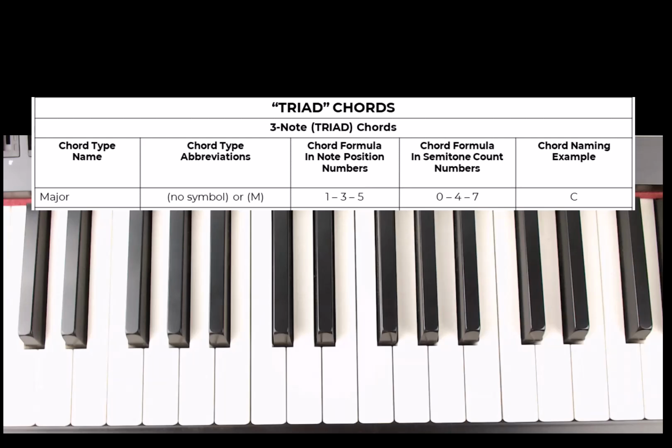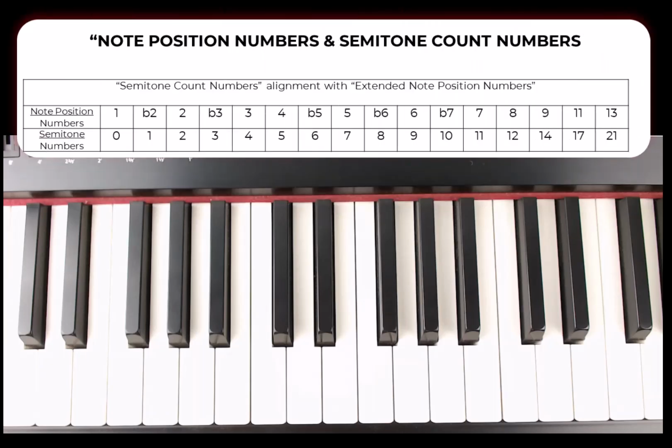So hopefully this has meaning to you, and now you may look at major chords completely differently than anybody else has maybe tried to teach you or show you. The major chord formula is 0, 4, 7 in semitone counting. When you look it up in the books and resources, it will give you that same formula in note position numbers of 1, 3, and 5, but those are both the same.